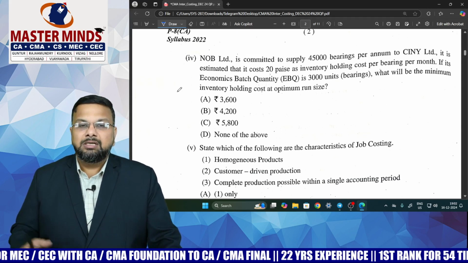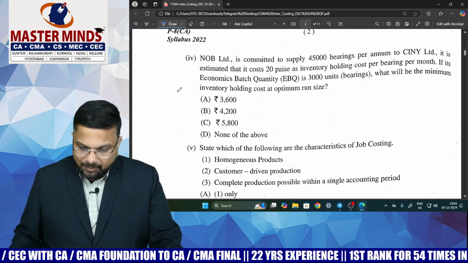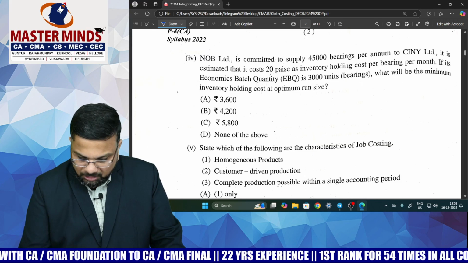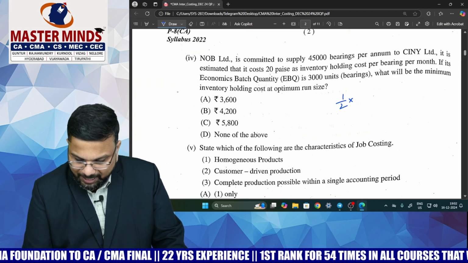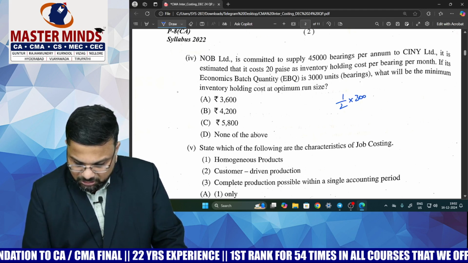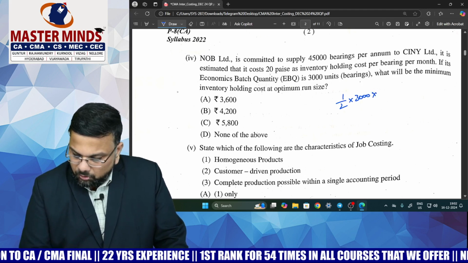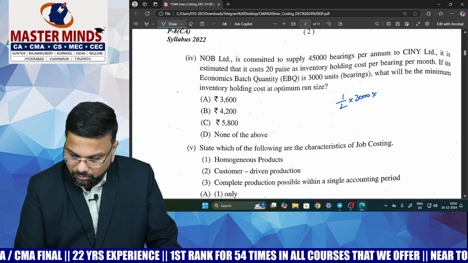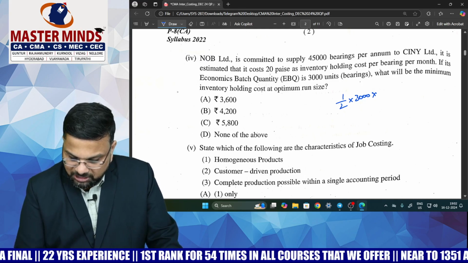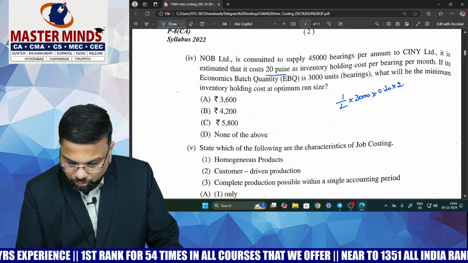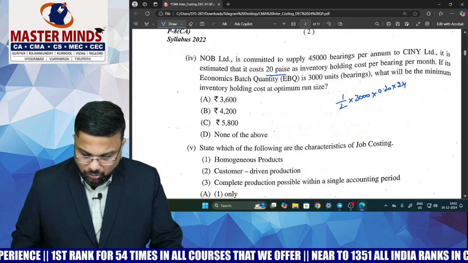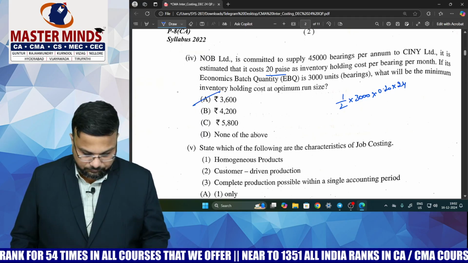Okay, batch costing. What they have asked us to calculate is the minimum inventory holding cost. So the formula is half into batch size. Batch size given here is 3000 into carrying cost. Carrying cost is given as how much? 20 paisa per month, right? So 0.20 into 24. So the answer should come around 3600 if I'm not wrong.